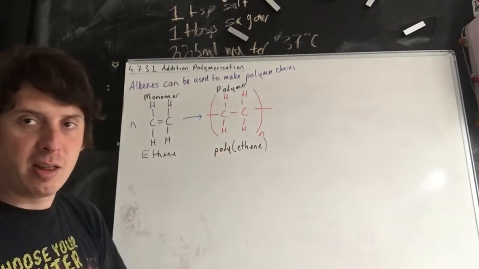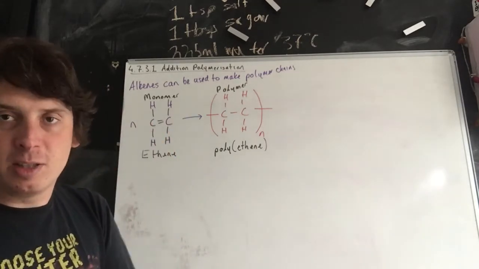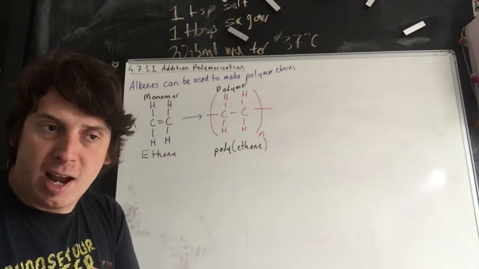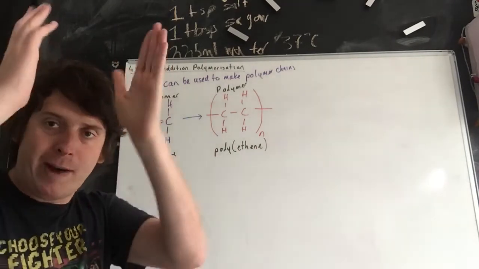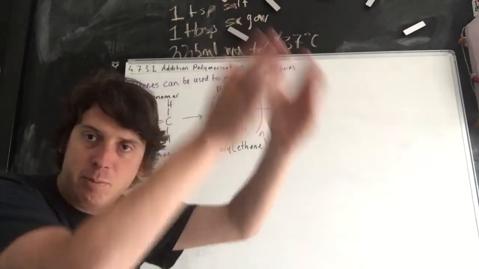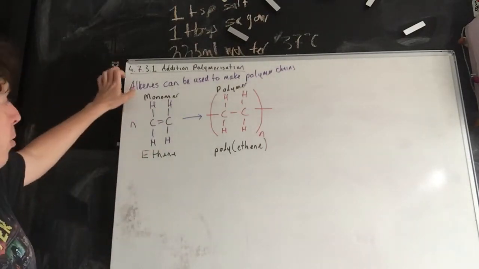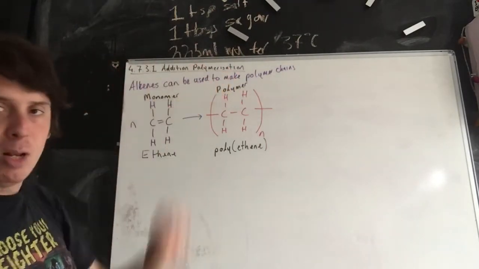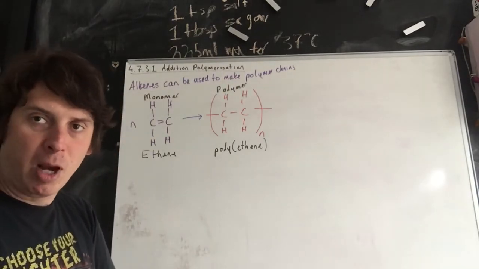long called polyethene. Okay, so because in science we don't like to spend more time drawing things than we have to, there's a certain notation. Rather than draw out the ethene 6 times next to each other, there's a certain way of drawing it. So, summary, alkenes can be used to make polymer chains. So, for example, a plastic bag will be a polymer chain.